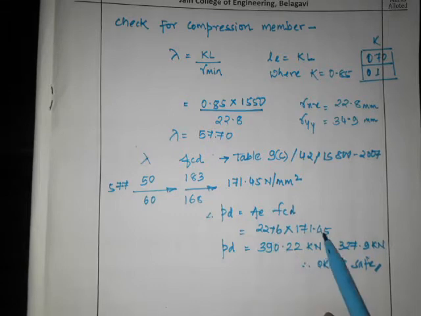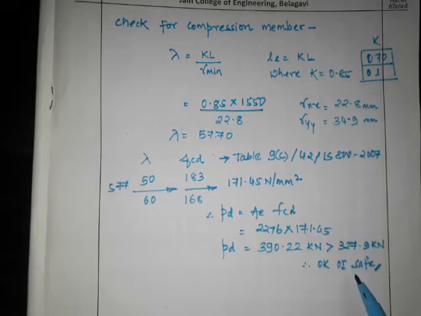To get the design compressive force, that is Ae into FCD, and Ae we already have, 2276 into FCD, the allowable force in the member is 390.22 kilonewton, which is more than the force occurring in the member, that is 327.9. Means the allowable force is more than the force acting on the member, therefore it is safe to carry the compression.